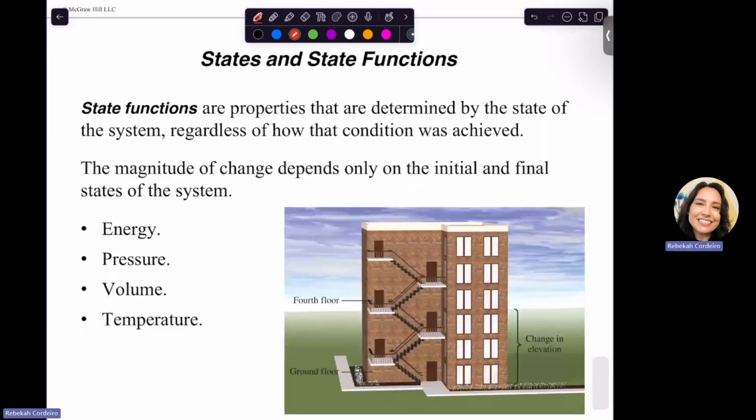A state function, we'll talk a little bit more about in class if you have questions, but a state function basically is a property where it doesn't matter how you get there, it just matters where you end up. For example, if we live on the 4th floor, we can take the stairs or we can take an elevator. It doesn't matter how we do that, we get to the 4th floor. The magnitude of change only depends on the initial and final states of the system. Some of those states might be energy, pressure, volume, temperature. We're just looking for final minus initial, and it does not matter how we got to final. That's a state function.